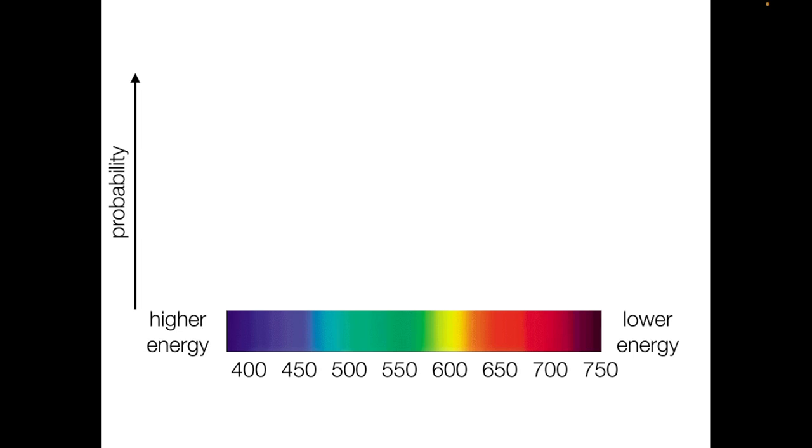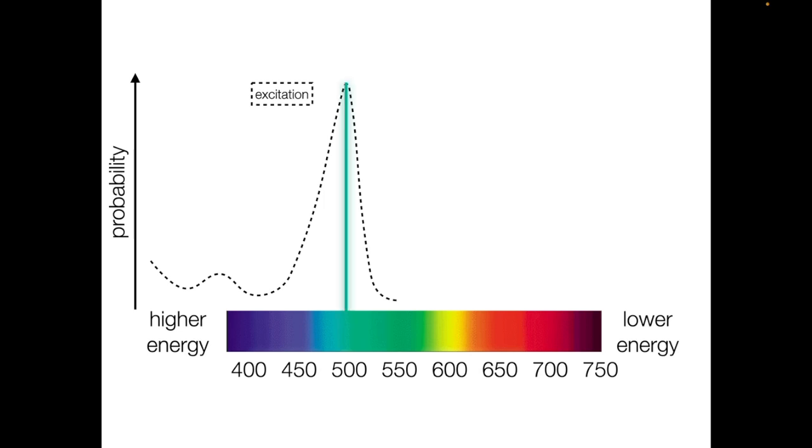Let's look first at the excitation spectrum, shown here as a dotted line. This particular fluorophore has an excitation peak around 490 nanometers. This means that 490 nanometer light has the highest probability of exciting the fluorophore, because the energy of a photon with a wavelength of 490 nanometers matches up with an energy transition that's quite likely for this molecule. As you move away from this peak in either direction, the probability of exciting the fluorophore decreases.